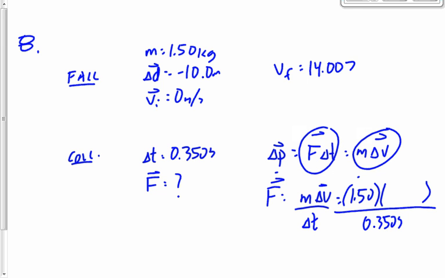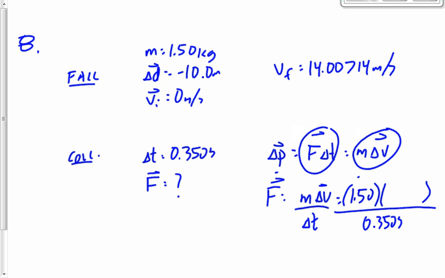0.00714 meters per second. So we plug that in as 14.00714. No, be very, very careful. Okay, VF is not 14.00714. VF is what? No.